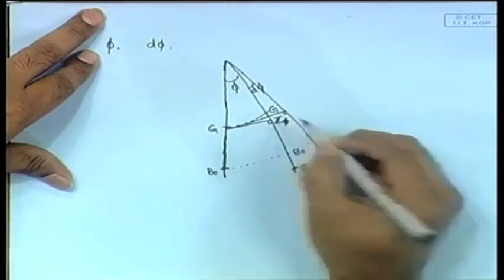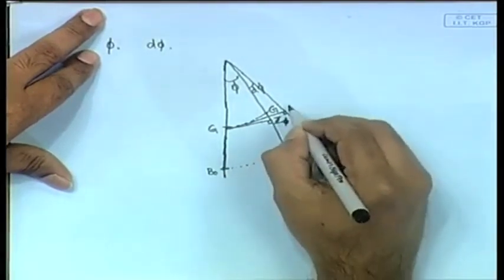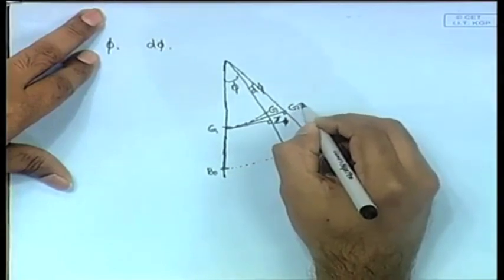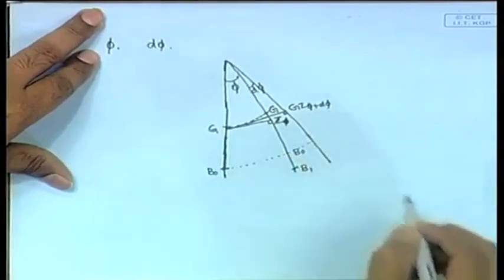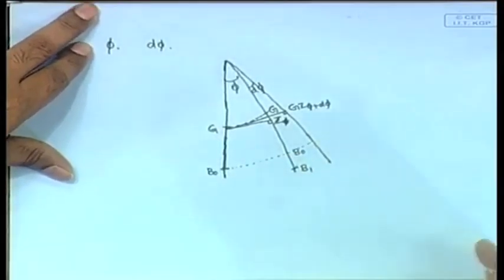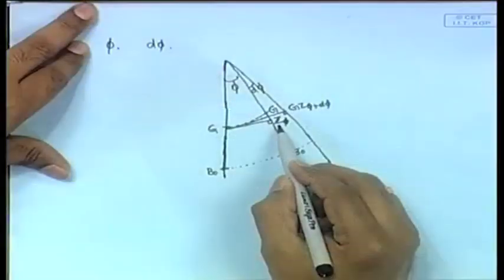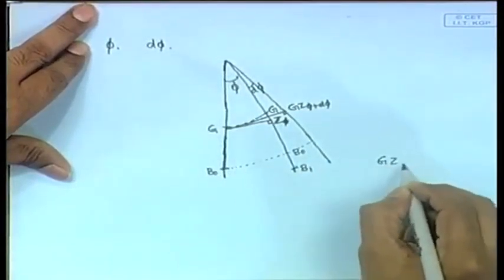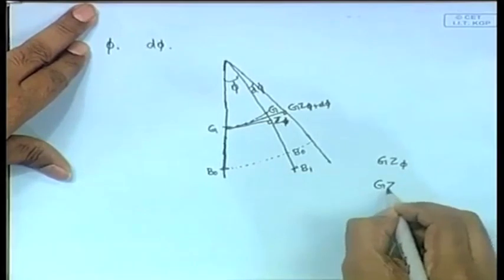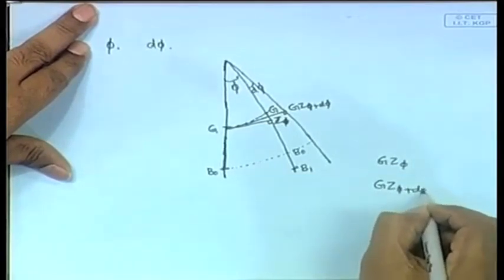Okay. This is 90 degrees. You draw a vertical from here to here. So, this is G, this will give you GZ at phi plus d phi. Phi plus d phi is a subscript, it is not a value or anything. So, GZ when the heel is phi plus d phi is GZ of phi plus d phi, the other one is GZ of phi. So, you get two GZs, GZ at phi, and GZ at phi plus d phi.